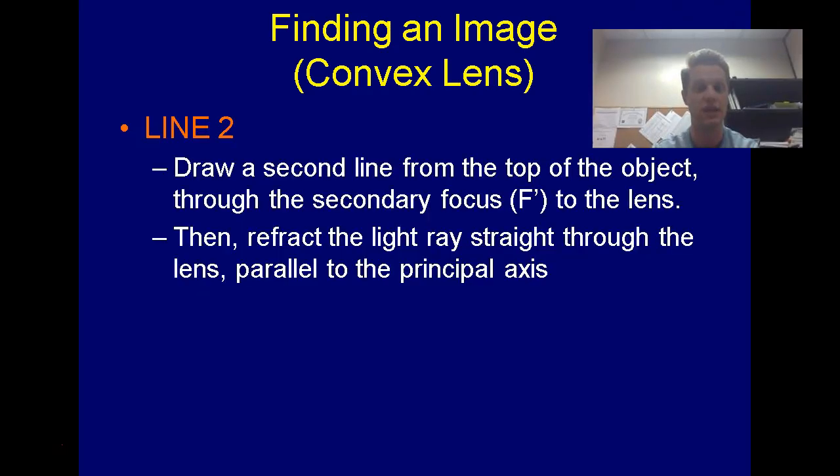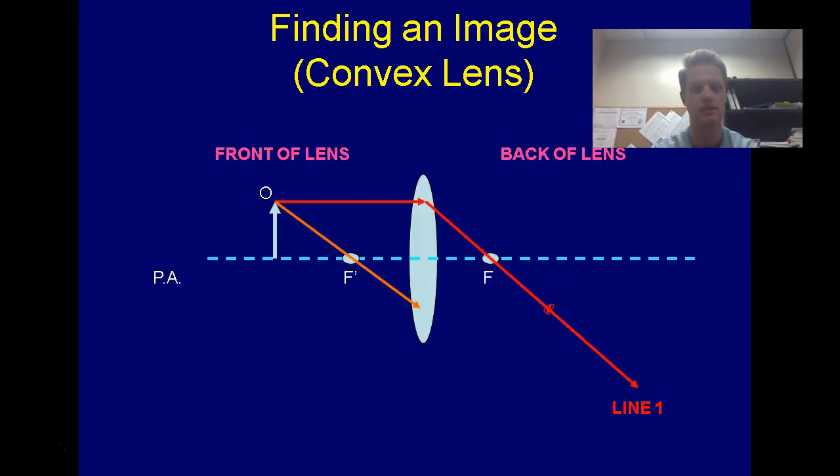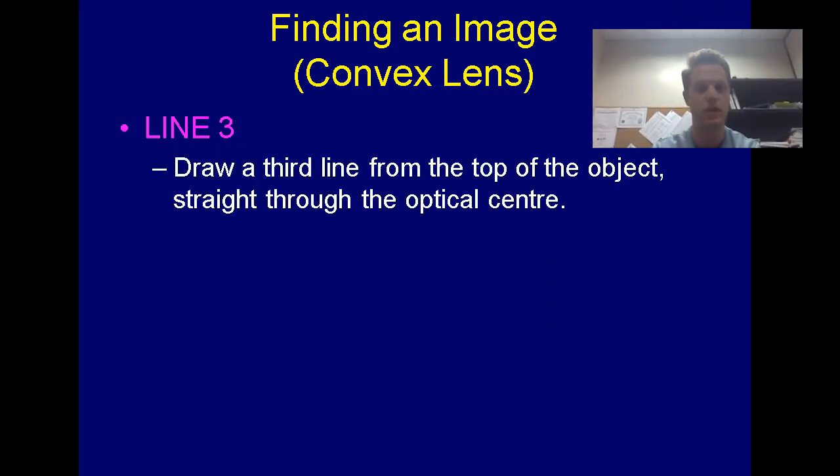Next, we've got our second rule, which is going to be the opposite of that. If you go through the focus, in this case the secondary focus, the focus in the front, it's going to end up going parallel. Take a look. Focus, parallel. At this point, we can actually form our image because we just need two light rays crossing to form our image. This is where the top of our arrow is going to be, and it's actually going to be upside down. To double check this, we can draw a third line, and that goes through the optical center.